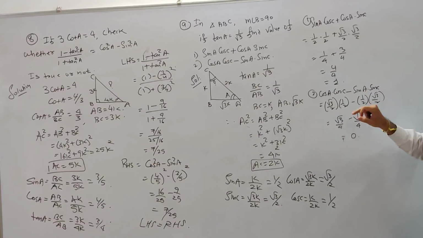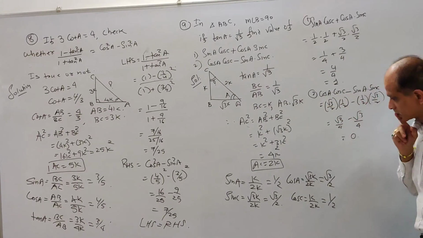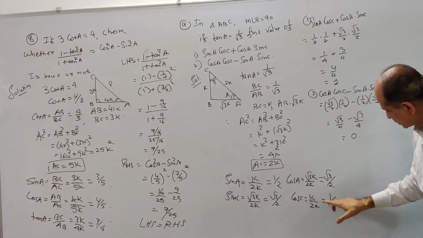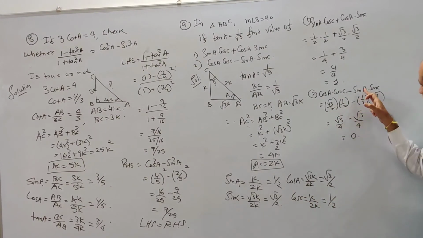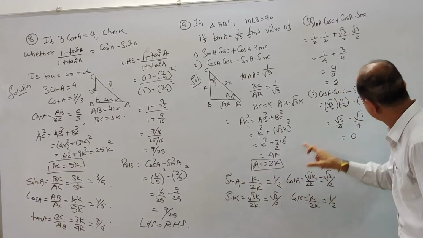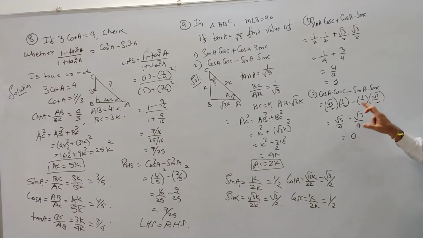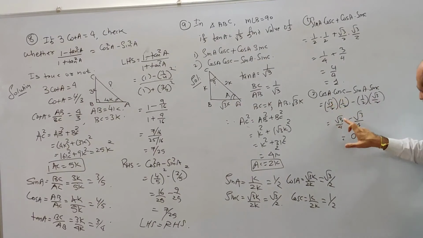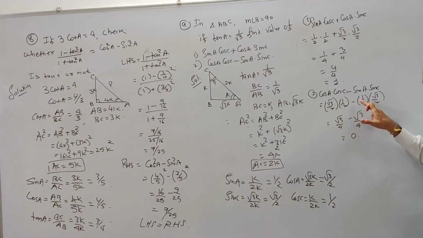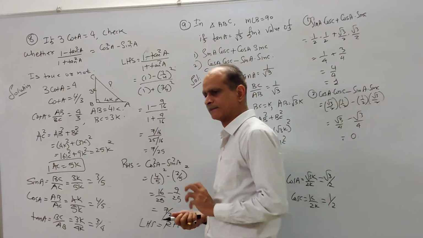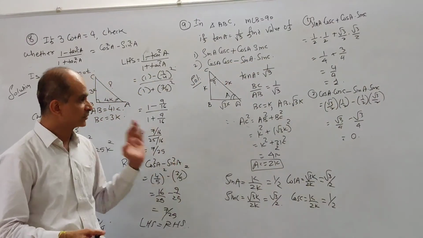Now second part. Cos A cos C minus sin A sin C. Now cos A means root 3 by 2. Cos C means 1 by 2, minus sin A means 1 by 2 and sin C means root 3 by 2. So here if you multiply root 3 ones are root 3, 2 twos are 4, minus root 3 ones are root 3, 2 twos are 4. So root 3 by 4 minus root 3 by 4 is equal to 0.